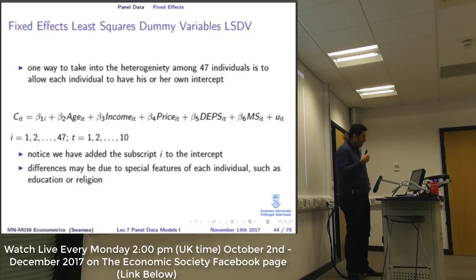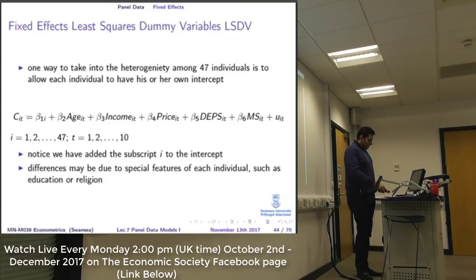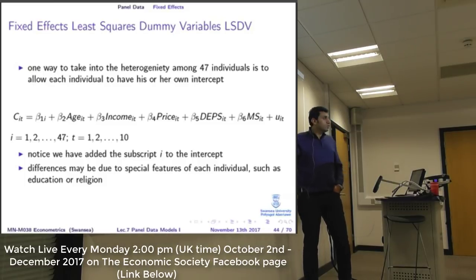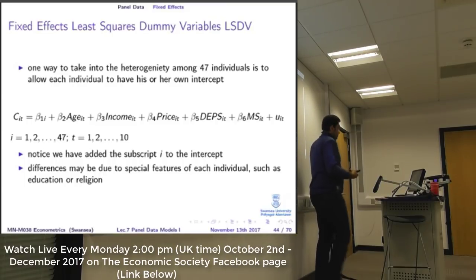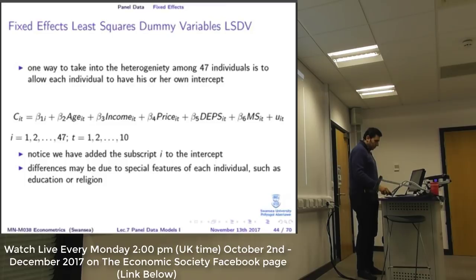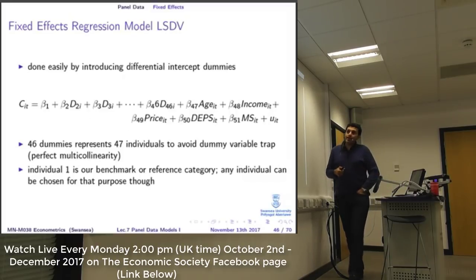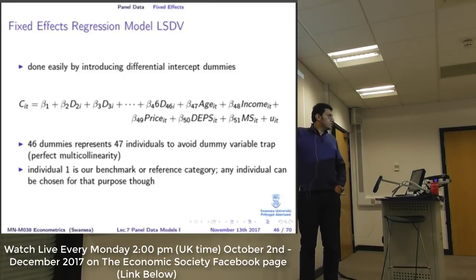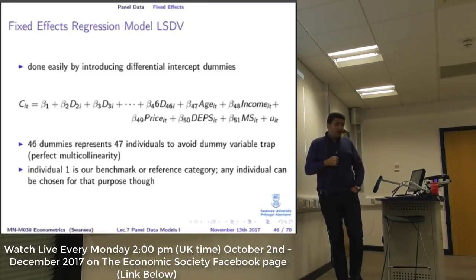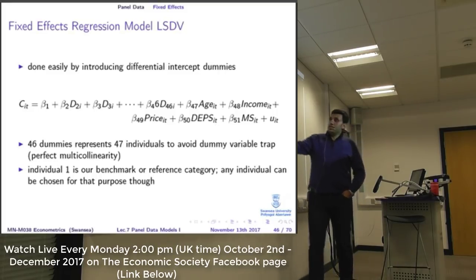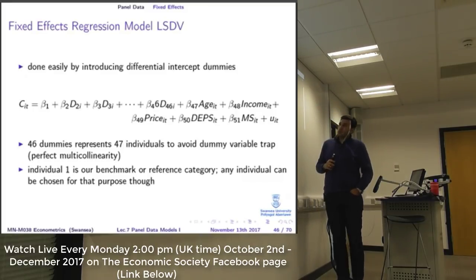This is the subject or individual specific effect. That could be something related to religion, education, something that is not included here, but it's subject specific. It's constant over time, but it varies across units. So it's subject specific or individual specific. We explained this before, and how we do this is we can add dummies. So these are the dummies here. So to estimate this model using least squares dummy variables, we added dummy variables from D2 up to D.